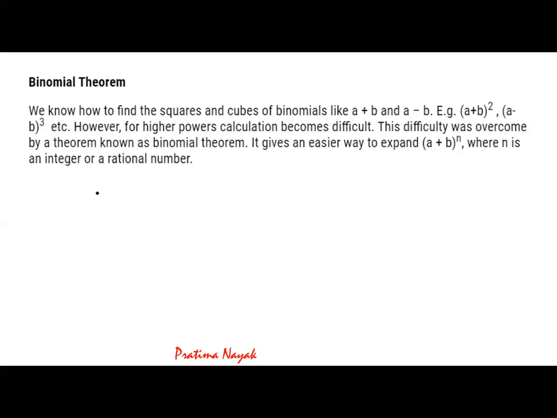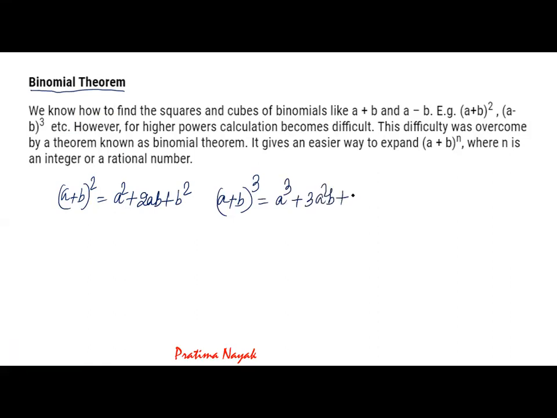You are supposed to learn. Binomial theorem is used when we are expanding a bigger exponent. For example, you know (a plus b) whole square is equal to a square plus twice ab and b square. Similarly, you know (a plus b) whole cube, that will be a cube plus 3a square b plus 3ab square plus b cube.